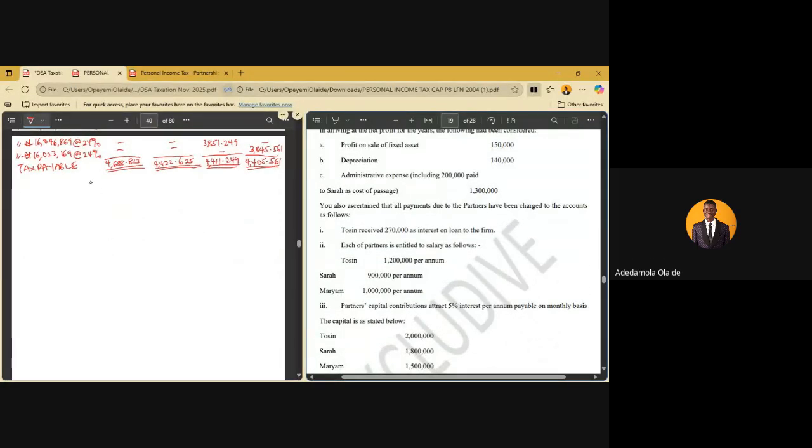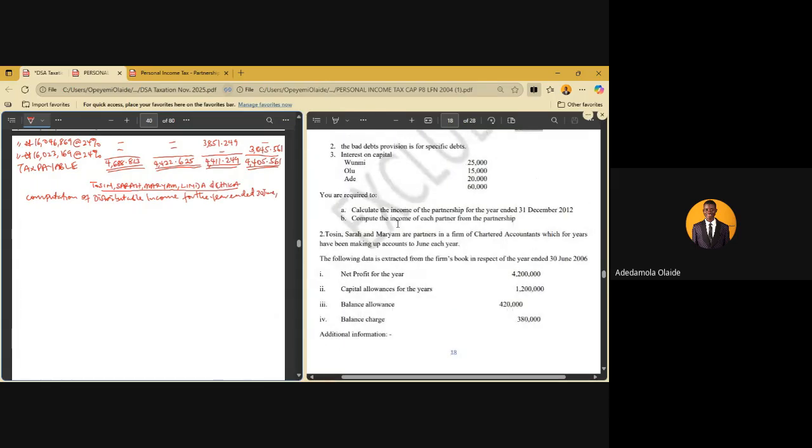Tosin, Sarah, Mariam, Linda, Chika. So first thing first, computation of distributable income for the year ended 30 June 2006.